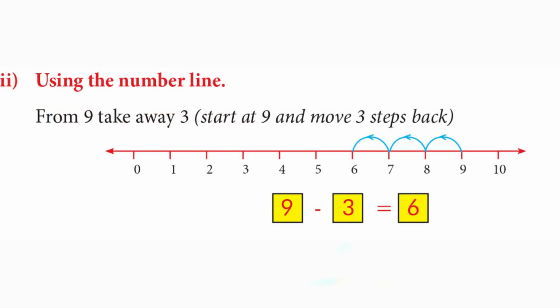Now the second method is using the number line. From 9 take away 3, start at 9 and move 3 steps back. Now you can look at the number line. Now here we need to move 3 steps back from 9. So from 9 we move to 8, 7, 6. So we get the answer as 6 is the difference of 9 minus 3.